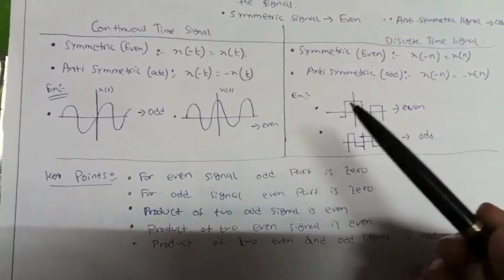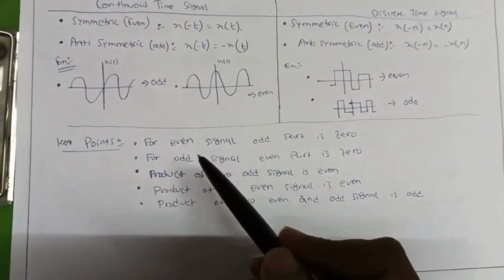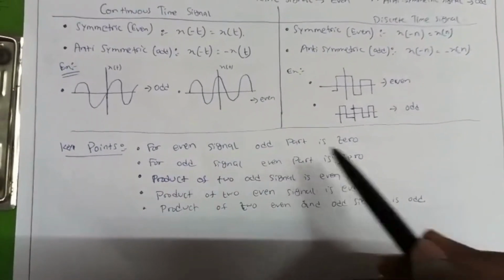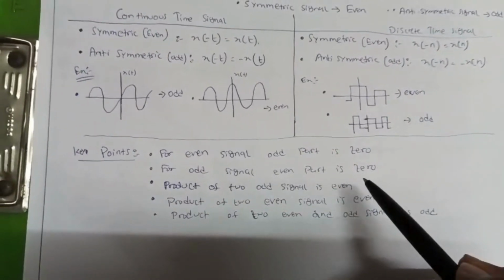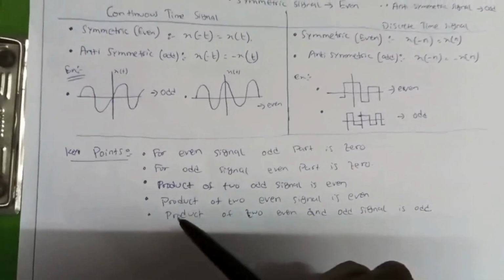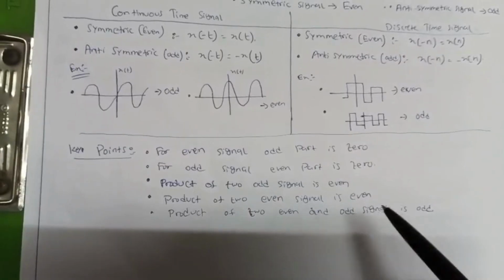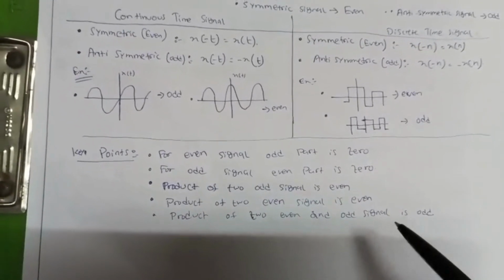And we need to remember a few key points for calculating the symmetric and antisymmetric signal. Those are, for even signal, odd part is 0. For odd signal, even part is 0. Product of two odd signals is even. Product of two even signals is even. Product of an even and an odd signal is odd.